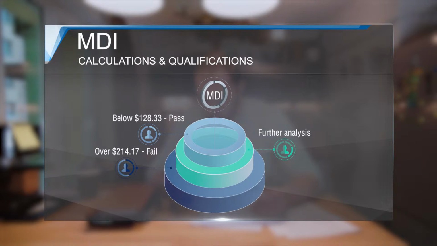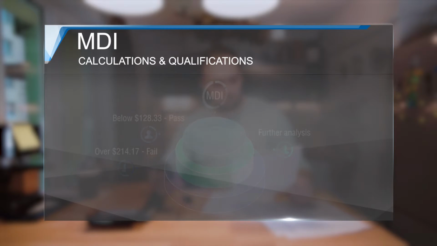If MDI is less than $128.33, then you pass the means test and qualify for Chapter 7. If your MDI is between those numbers, then you have to compare the MDI to the total amount of general unsecured debt to see if you pass the means test.